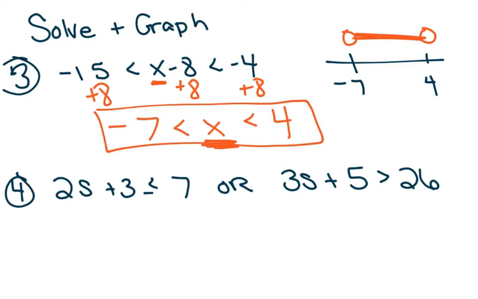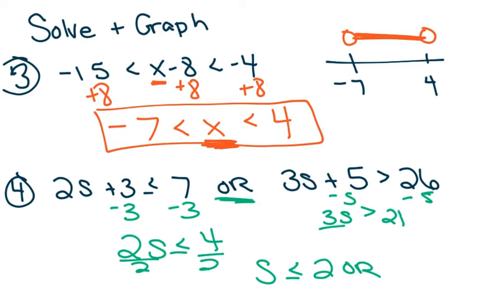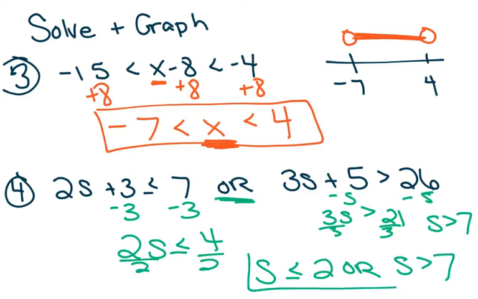Now, the opposite of that would be doing one of our or statements. So we have two different things that we need to solve, but they're going to be put on the same number line when we're done. So I'm going to subtract 3 from both sides. I've got 2s is less than or equal to 4. Divide both sides by 2. Looks like I am getting s is less than or equal to 2. Or I've got to solve the other one. So I subtract 5 from both sides. I get 3s is greater than 21. Divide both sides by 3, and I'm getting s is greater than 7. So writing that here, s is greater than 7.